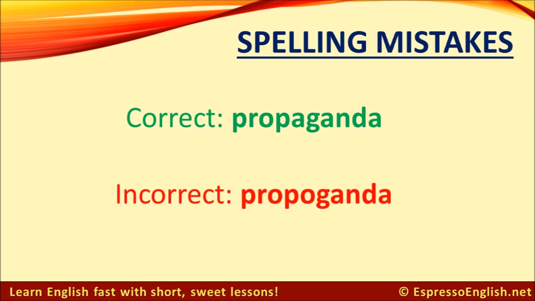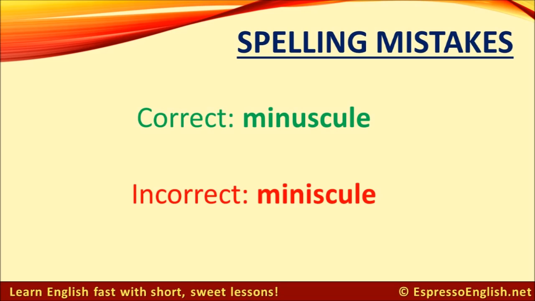The word propaganda refers to content, like articles, advertisements, or videos, that are specifically made to convince you to think a certain way. And the first part of this word is spelled P-R-O-P-A, propaganda, not P-R-O-P-O. Next, we've got the word minuscule, which describes something that is very, very small. Now, it sounds like miniscule when we pronounce it, so you might think it starts with M-I-N-I, because we do use the prefix mini to talk about small versions of things. But minuscule starts with M-I-N-U.